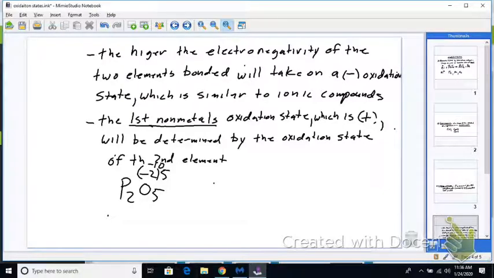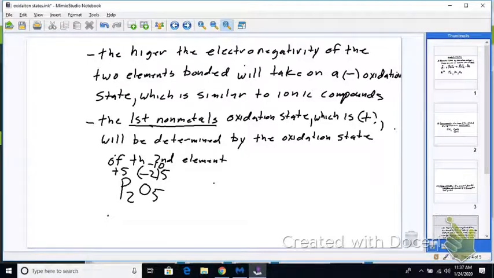So phosphorus, it says, the first nonmetal, oxidation state, which is going to be positive, will be determined by the oxidation of the second element, like always. So what's phosphorus's oxidation state? Okay, now, normally, if phosphorus is in an ionic compound, what oxidation state is it? Negative what? -3. And you're saying, well, why isn't the -3 here?